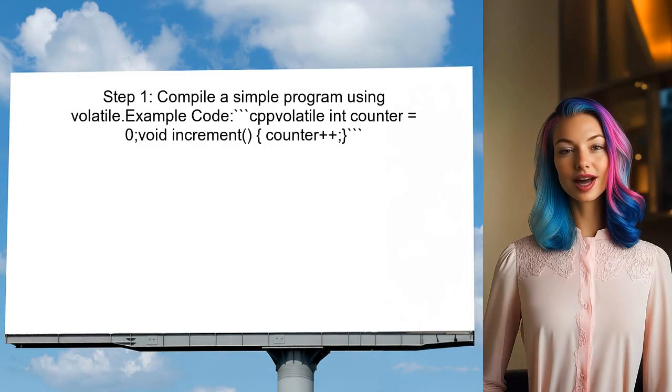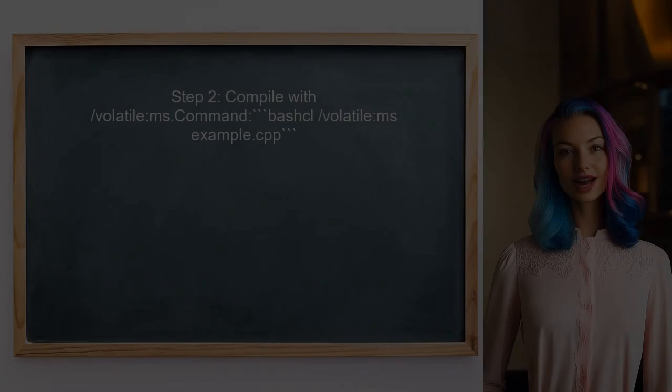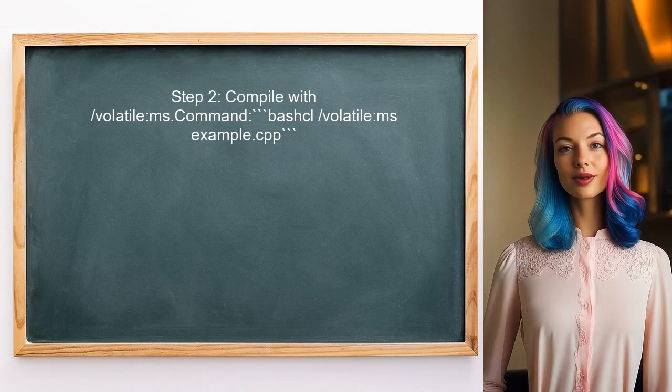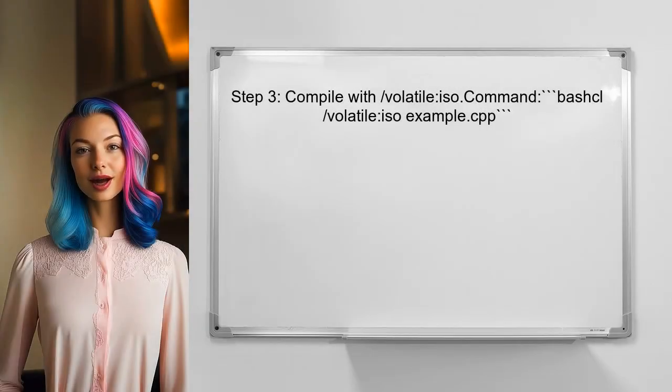To understand the differences between the compiler options, the user should first compile a simple program using the volatile keyword. This will help illustrate how the code behaves under each option. Next, the user should compile this program with the /volatile:ms option. This option ensures that the compiler maintains the order of operations for volatile variables. After that, the user should compile the same program using the /volatile:iso option. This option follows a different set of rules for ordering, which may lead to different generated code.